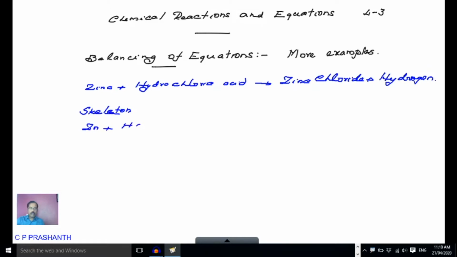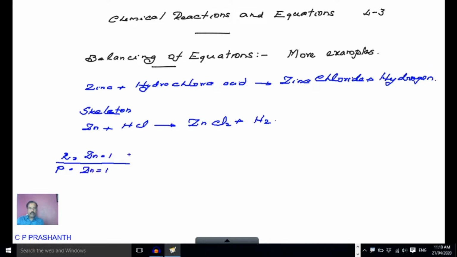So when you write the skeleton equation, we'll have to write all the formulas correctly. So zinc is Zn, hydrochloric acid is HCl, the product zinc chloride is ZnCl2, and hydrogen is H2, being a gas. Let us see the number of atoms of reactants and products.